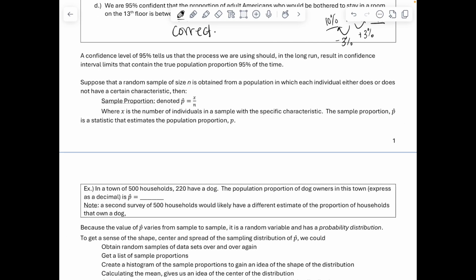Right below it says a confidence level of 95% tells us that the process we are using should, in the long run, result in confidence interval limits that contain the true population proportion 95% of the time.